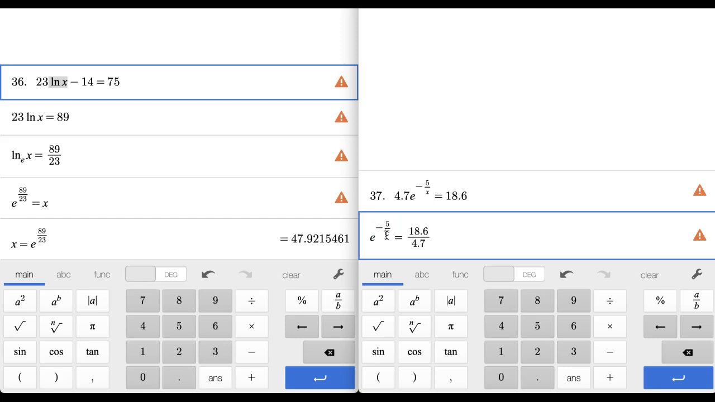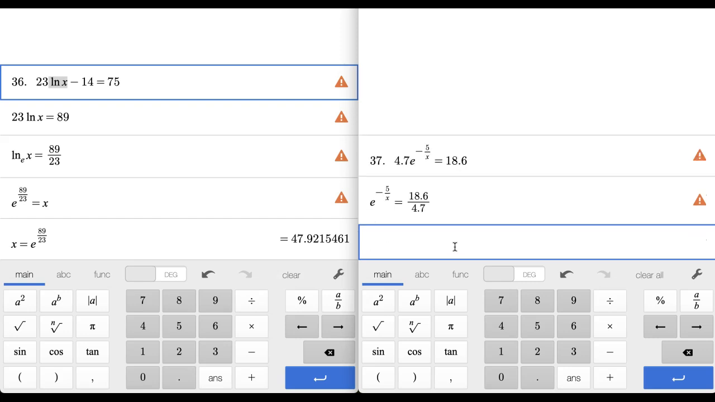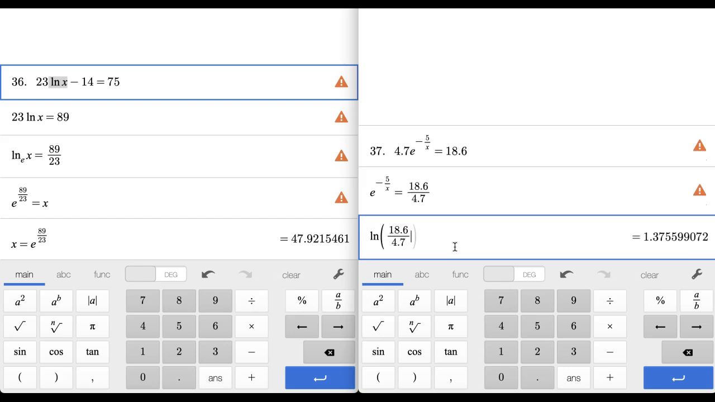Okay, so it looks pretty complex, but we are in exponential form. Let's go into log form. So we're going to go ln of 18.6 over 4.7 is equal to negative 5 over x.